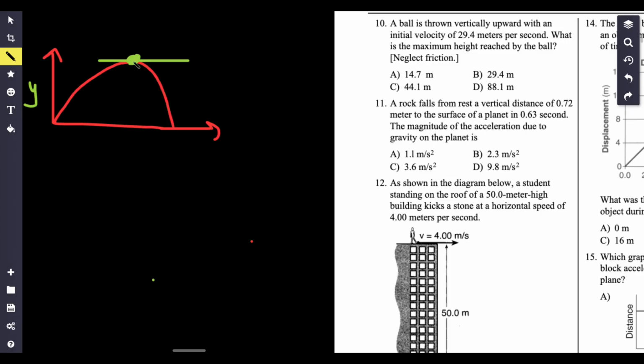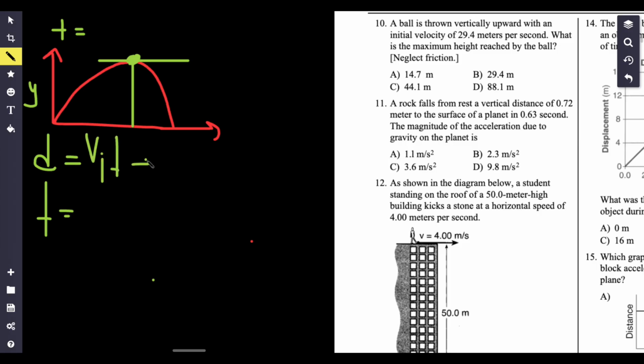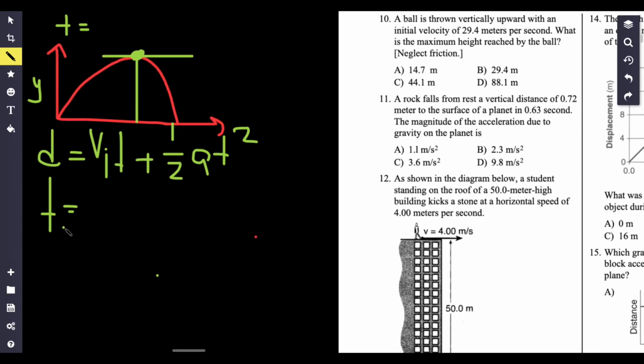Now, another important factor that you have to take into account is, of course, the time. How long does it take for you to reach this maximum height? So not only do you have to find the distance here, but you also have to find out the time. Once you solve for the time, you already know the drill: I'm just going to plug it into this formula to solve for the displacement, the distance. So our initial velocity is 29.4 meters per second.